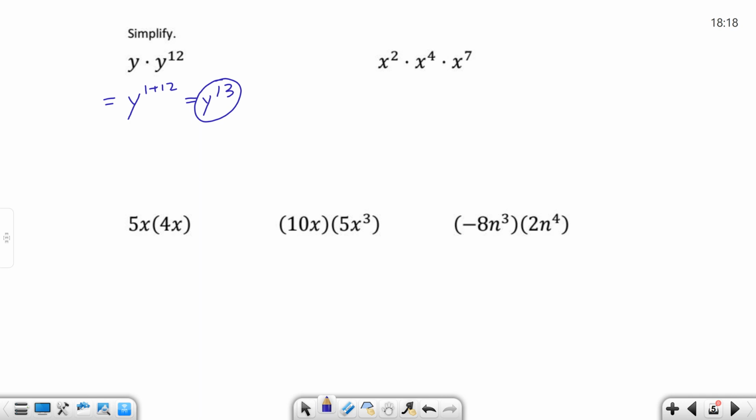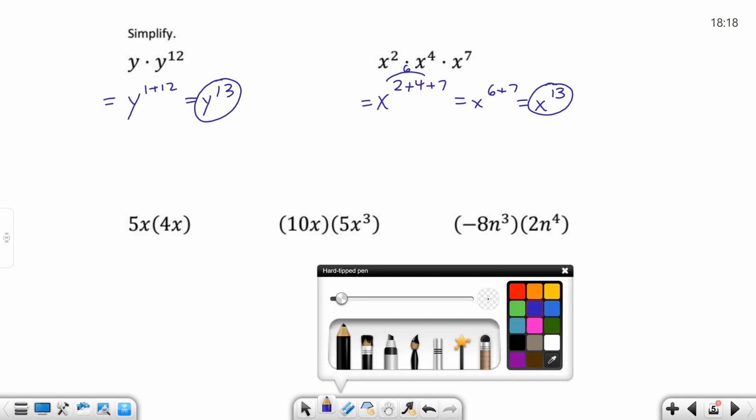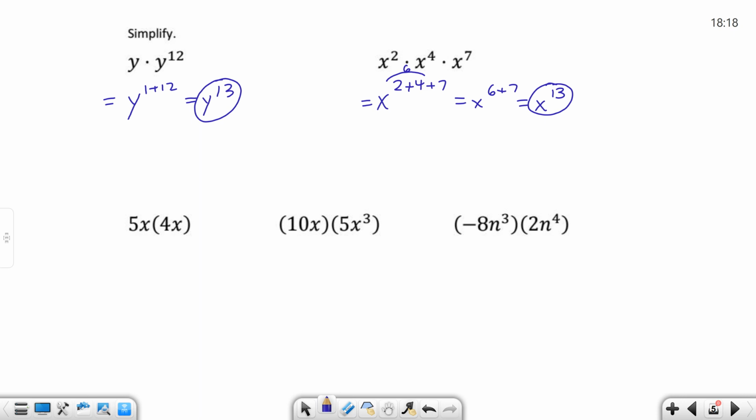And then x squared times x to the 4th times x to the 7th. So here we have 3 of them, but each x has its own power, so we just add those together. So this is going to be x to the 2 plus 4 plus 7. So what is 2 plus 4? That's 6, right? So this is going to be x to the 6 plus 7, which is x to the 13th. And you don't have to show all those steps, but I'm just, again, going through it, showing you where it comes from. All right? So 2 plus 4 is 6, and then 6 plus 7 is 13, so x to the 13th. Didn't mean to have 2 13s there in a row. Just happened, all right?